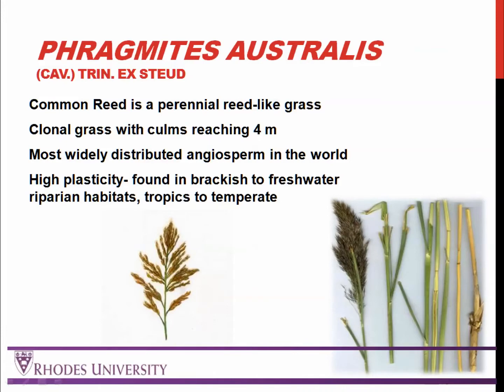And this is largely due to its high plasticity. The reed is highly adaptable. It can be found in freshwater ecosystems all the way up to brackish, tropical regions all the way up to temperate regions. So it's a very highly adaptable plant.